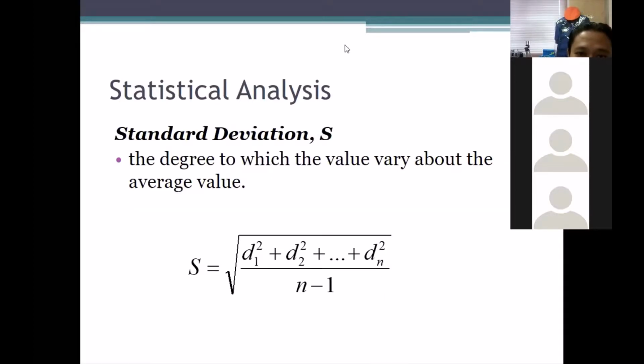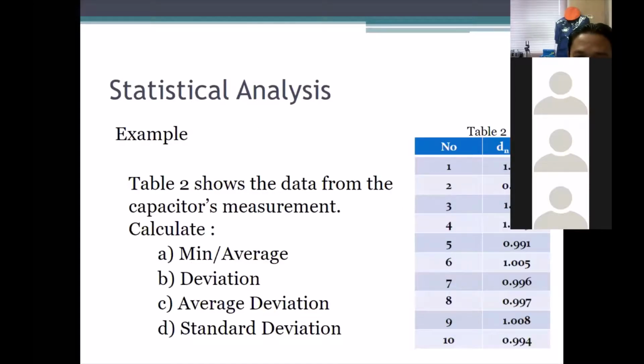Okay, this is the formula for standard deviation. Actually, S is equal to the square root of D1 power of 2 plus D2 power of 2 until D10 power of 2, divided by 10 minus 1, for example, because we have 10 data. So 10 minus 1, we have 9. So this we call the standard deviation.